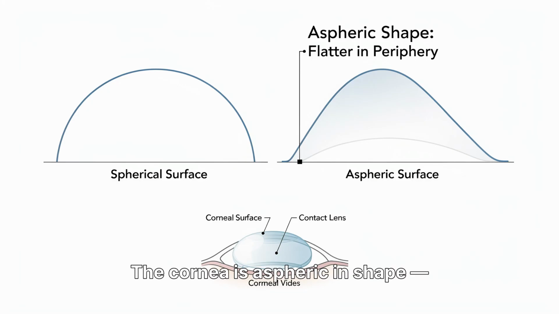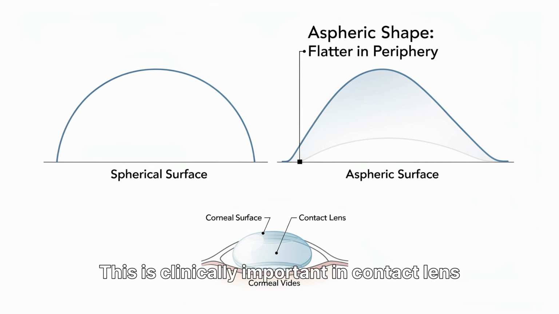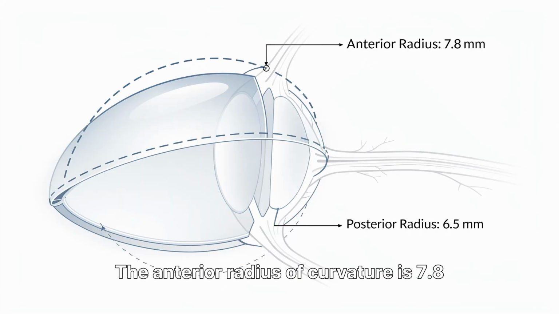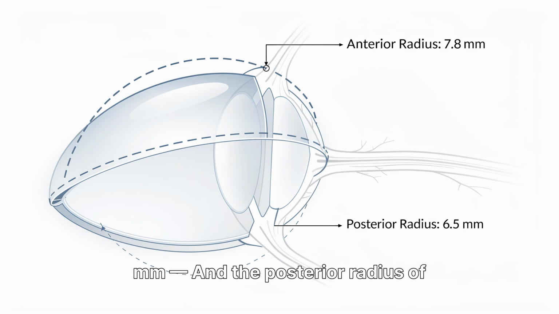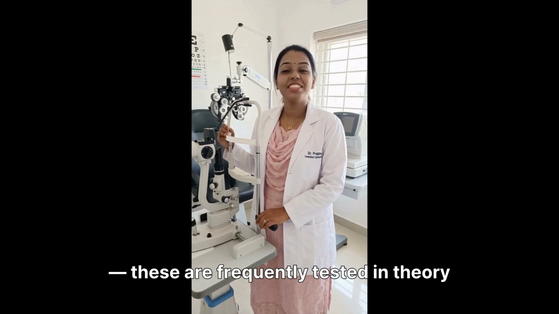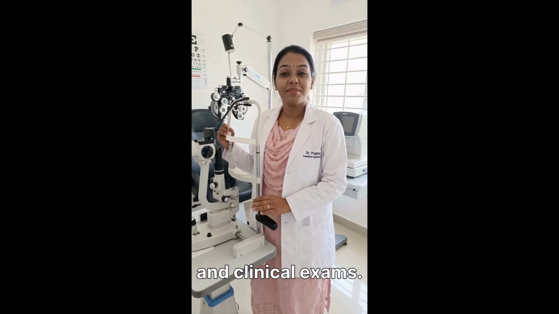The cornea is aspheric in shape, meaning it is not a perfect sphere. It is flatter in the periphery than at the center. This is clinically important in contact lens fitting and refractive surgery. The anterior radius of curvature is 7.8 mm, and the posterior radius of curvature is 6.5 mm. Now let us go through the measurements. These are frequently tested in theory and clinical exams.